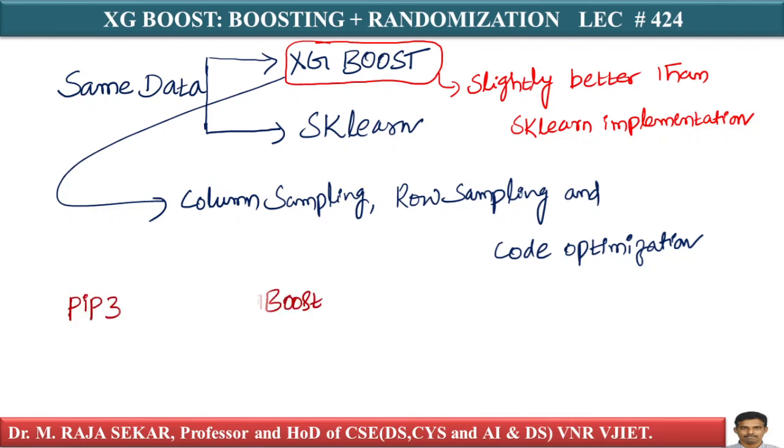How do I install XGBoost? It's very simple. You just say pip3 install XGBoost, if you are using Python version 3. Sometimes you might add sudo if you are on a Linux box or a Mac box. Once you install XGBoost, let's look at this.